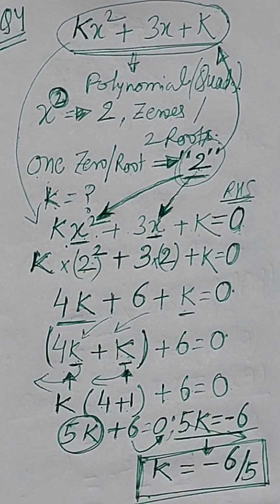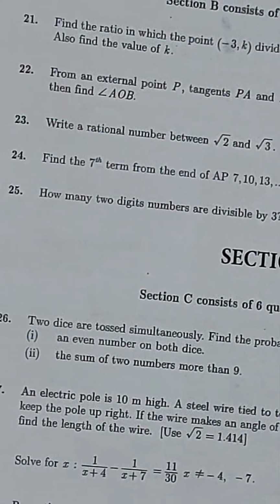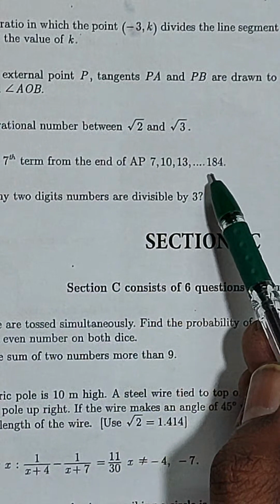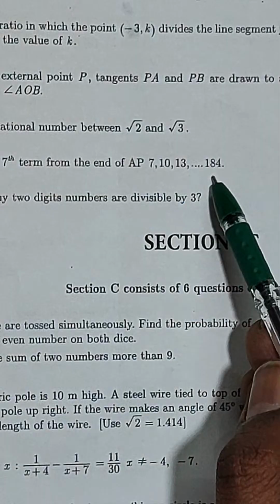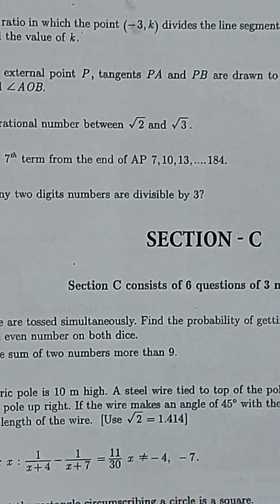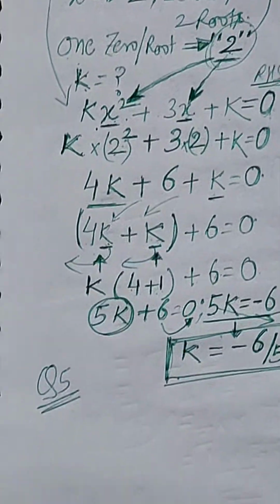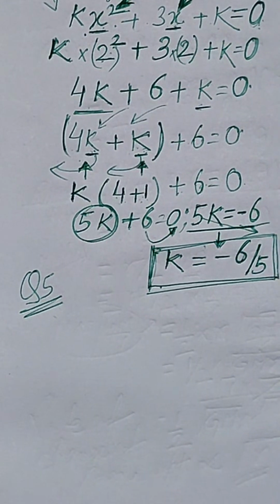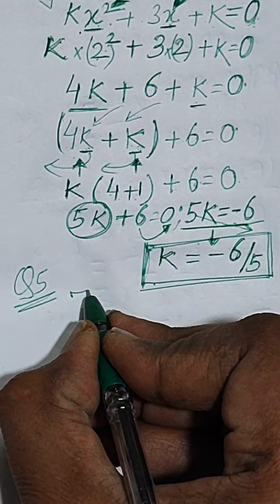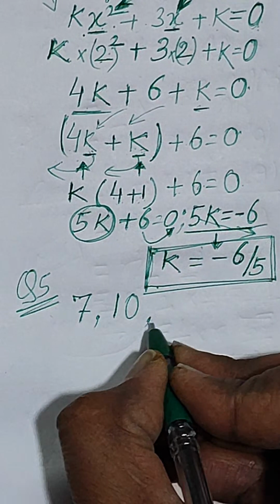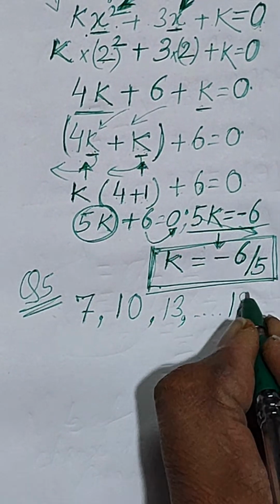Let me take some good questions. Seventh term of the AP. This is a good question. Find the seventh term from the end of the AP. Okay, 7, 10, 13, ..., 184. So this is the fifth question for today. 7, 10, 13, dot, dot, dot, 184.